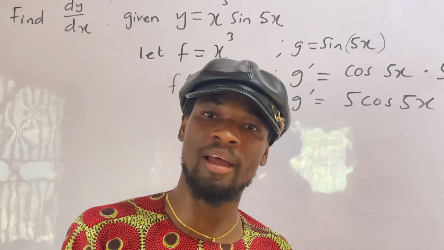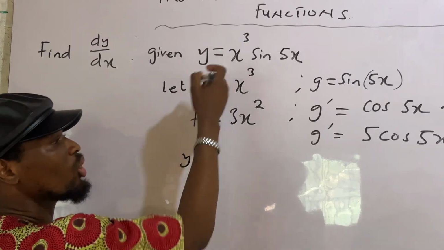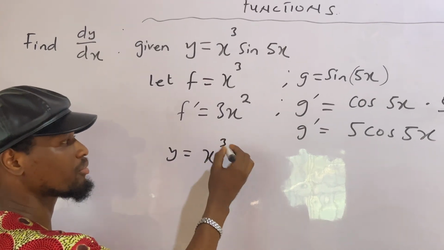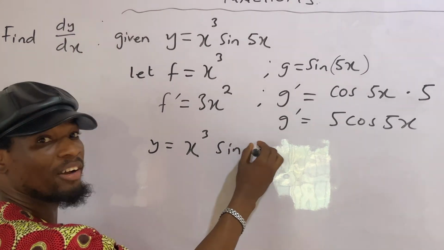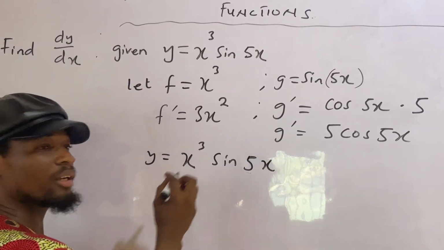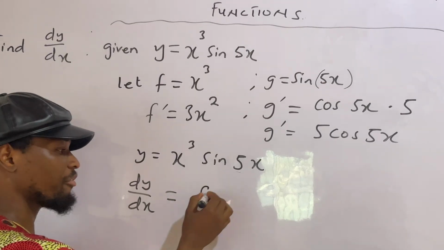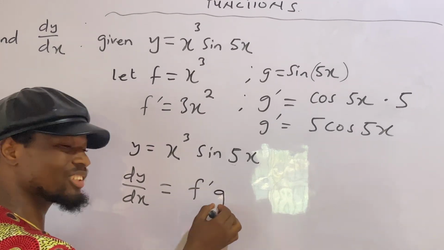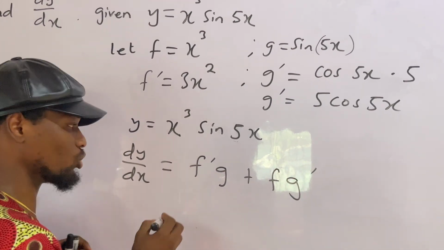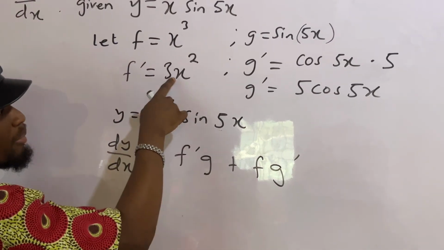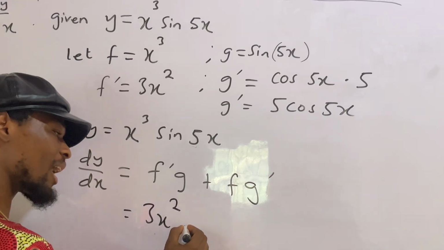The product rule is saying that we have y, which is equal to your function f, multiplying another function sine 5x. That's another function j. It says that dy/dx will become f prime times j, then plus f times j prime. That is the product rule. Do I know f prime? Yes, f prime is 3x squared. So I have 3x squared times j.